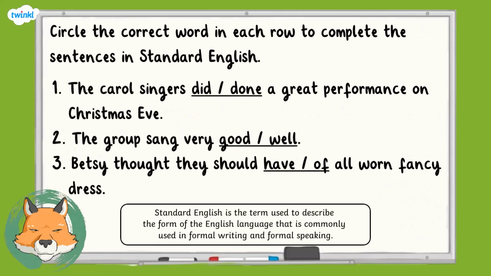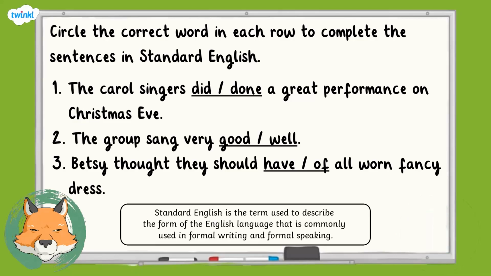In this question, you are being asked to circle the correct word in each row to complete the sentences in Standard English. The carol singers did, done, a great performance on Christmas Eve. The group sang very good, well. Betsy thought they should have, of, all worn fancy dress. Pause the video and press play when you have your answers.